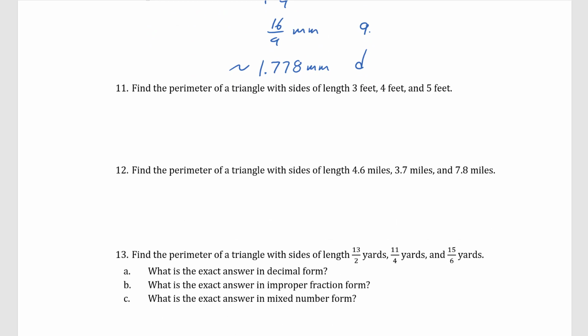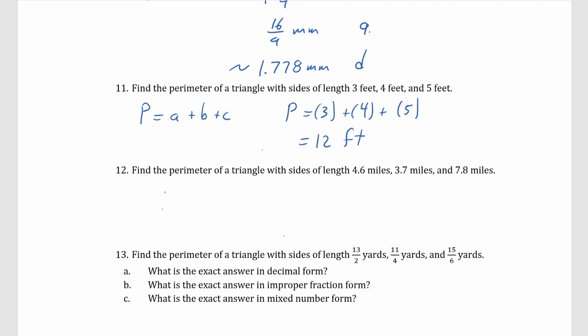Perimeter of a triangle now with sides of lengths 3 feet, 4 feet, 5 feet. So we said for a triangle we'd have A plus B plus C, and it doesn't make any difference which one's A, which one's B, which one's C. So we can say P is equal to 3 plus 4 plus 5. And that's going to be equal to 12 feet.